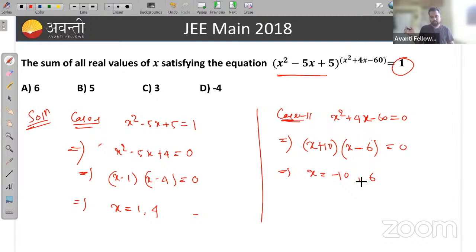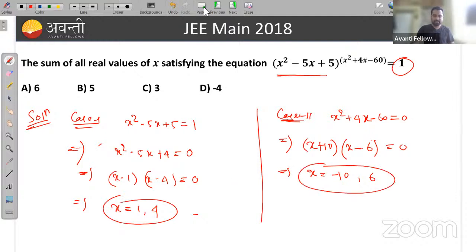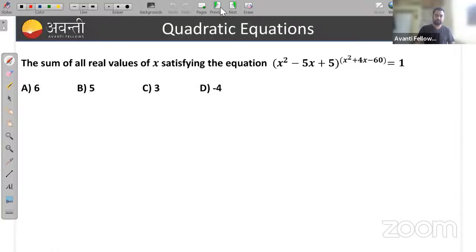So these are the two cases I solved. There is another case also. What is that? Case 3: the base becomes minus 1 and the exponent becomes an even number.